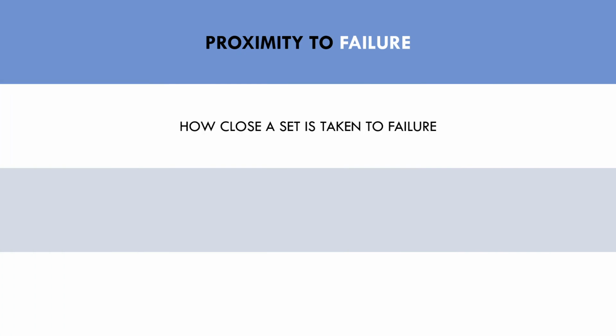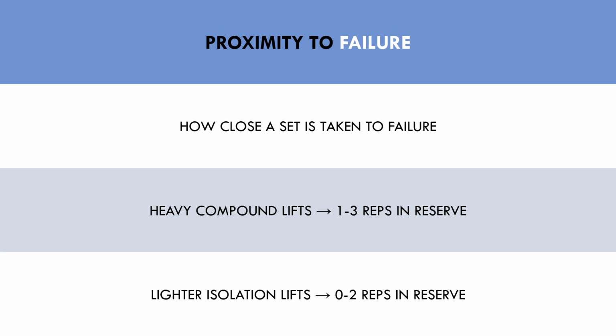The first is proximity to failure. This refers to how close each set is taken to failure. As a quick summary, we generally want to take sets around 1 to 3 reps before failure for lower rep compound lifts, and 0 to 2 reps before failure for high rep isolation lifts. This is the most fundamental variable for hypertrophy training, as this is what makes each set of an exercise effective.